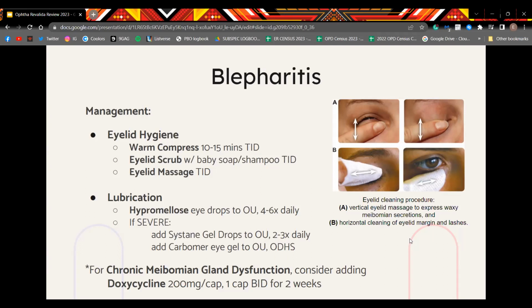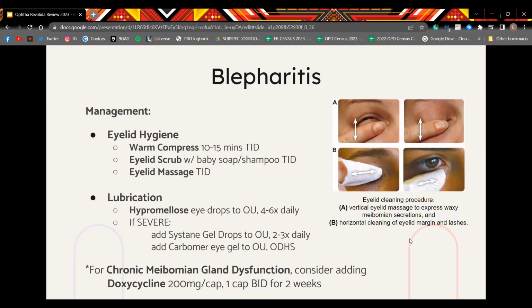Aside from that, we may also give lubricants. So the most common lubricant na binibigay namin, para madaling i-memorize, ito na lang i-memorize nyo, is hypromellose eye drops to both eyes 4 to 6 times a day, no? And if severe yung dryness ng eyes, we could also add yung mga mas malapot na lubrication, which is yung Systane gel drops, and yung Carbomer eye gel. Any lang naman sa dalawa na to.